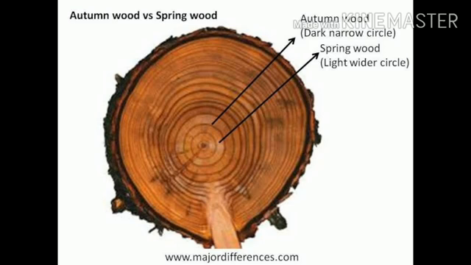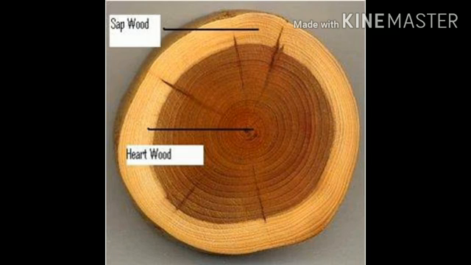So now let us know another type of wood on the basis of location. So there are two types of wood. Let us see, it is heartwood and sapwood. As you can see here in the picture, heartwood is centrally located. However, sapwood forms the outer wood of an old stem. And the major difference which is clearly visible from the picture is that the heartwood is darker in color, whereas the sapwood is lighter in color.